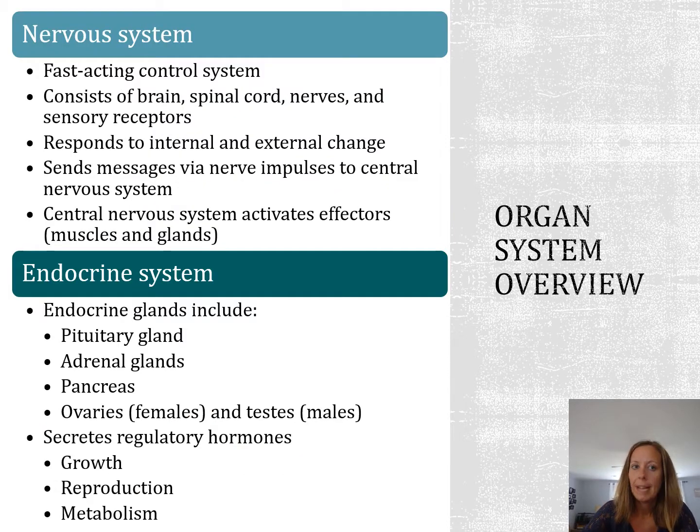Next, I have nervous system. The nervous system is going to be your fast-acting control system, whereas endocrine system, which is the next one on this slide, is going to be your slower-acting control system. So these are our control systems here.